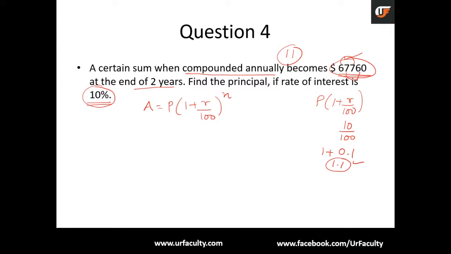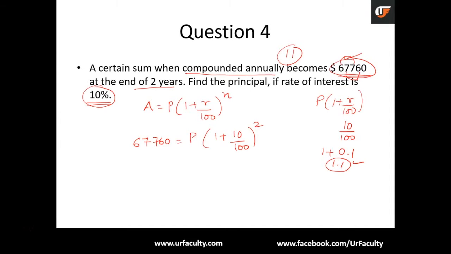What is the amount here? The amount is 67760. And what is the principal? That's what we have to find out. And what is the rate of interest? 1 plus 10 by 100 power 2.